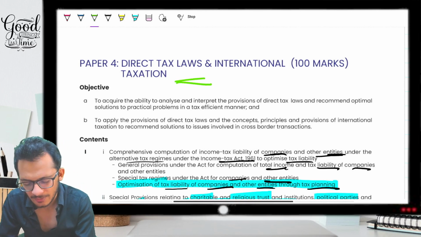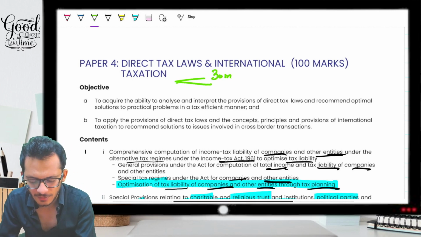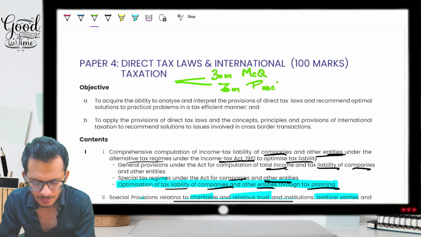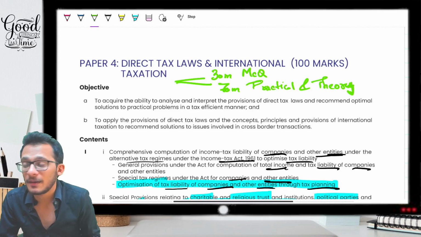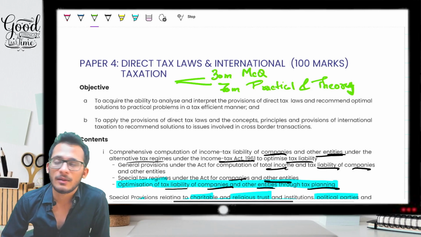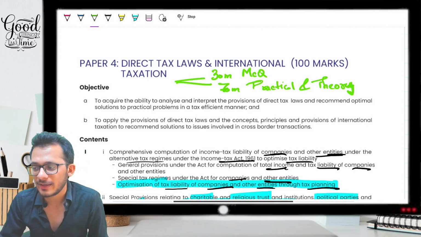But yes, nothing has changed other than the fact that you still have 30 marks of MCQs and you have 70 marks of practical theory. You still have this pattern going on. Case studies is still a part of the syllabus. No negative marking is in the picture right now.